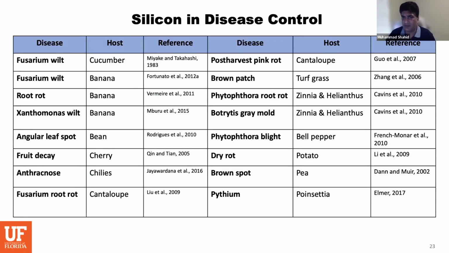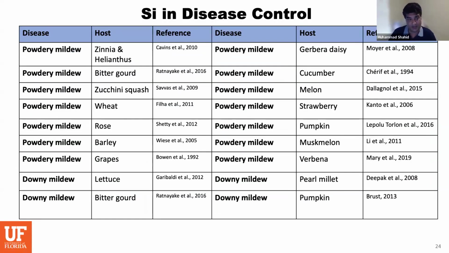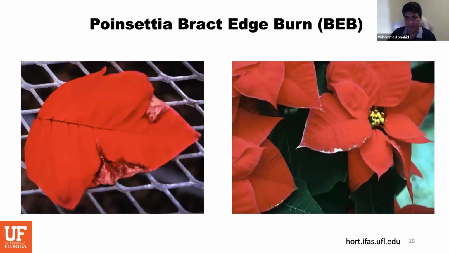A lot of research has been done on disease control with silicon in different vegetables, cucumber, banana, bean, cherries, chilies, against different diseases: Phytophthora, botrytis, dry rot, powdery mildew, downy mildew, and pythium in poinsettia. Especially, I would mention it is very effective against powdery and downy mildew. Sometimes it works like a fungicide, if you are using the right source of silicon.